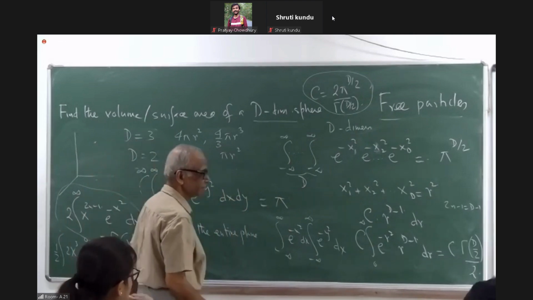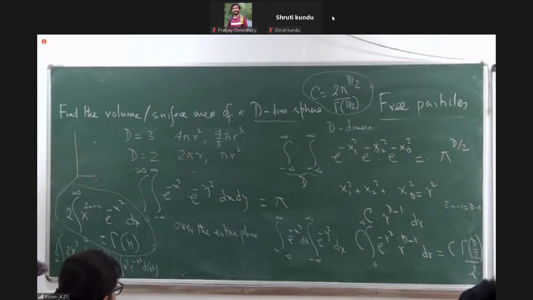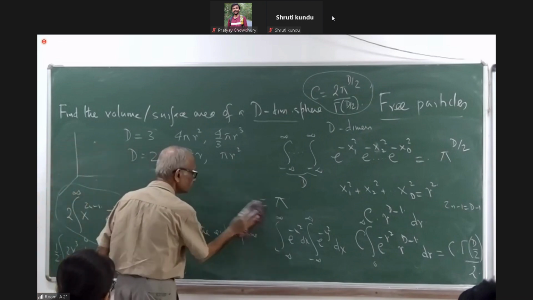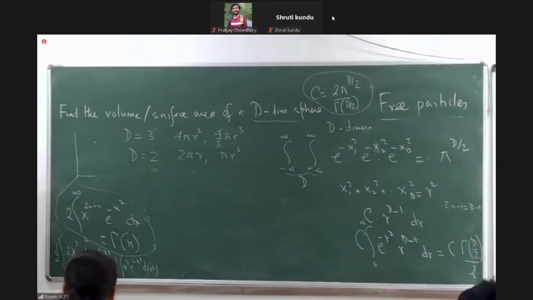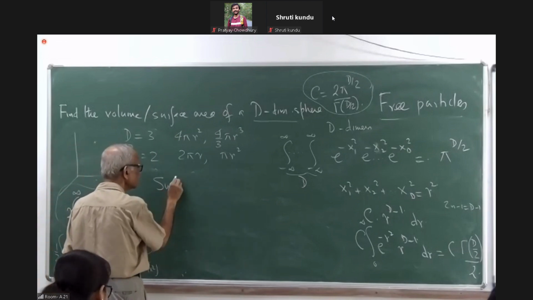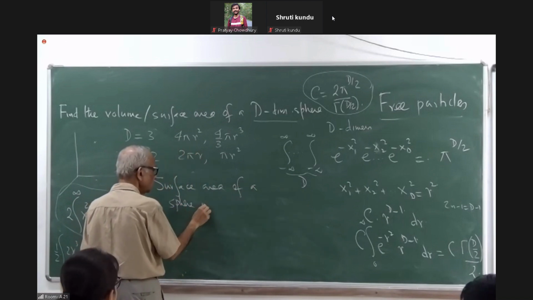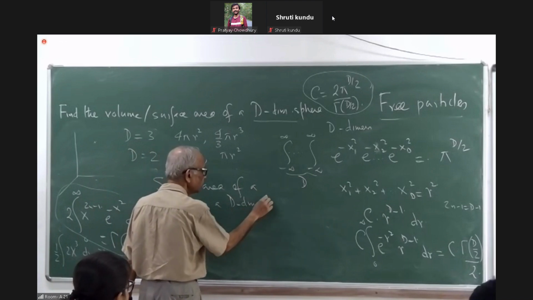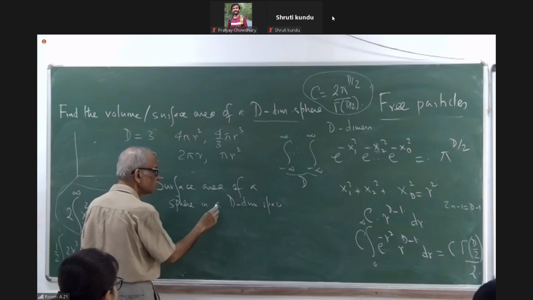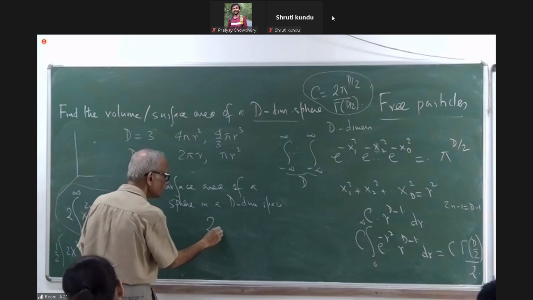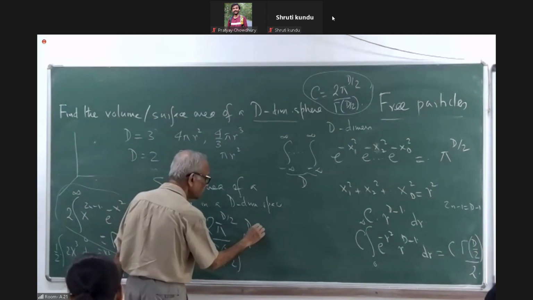So that's the connection. So if I want, in a d-dimensional space, the surface area of a sphere of radius r is 2 pi to the power d by 2, divided by gamma d by 2, times r to the power d minus 1.